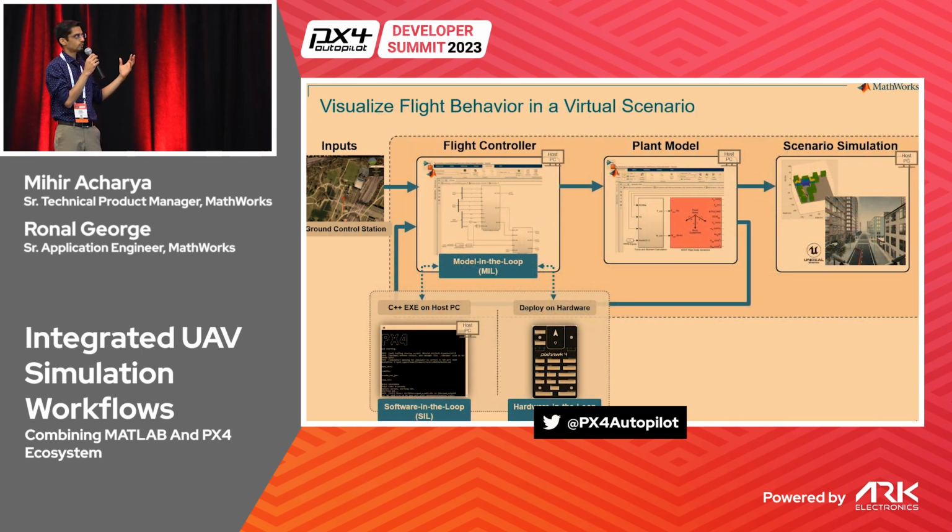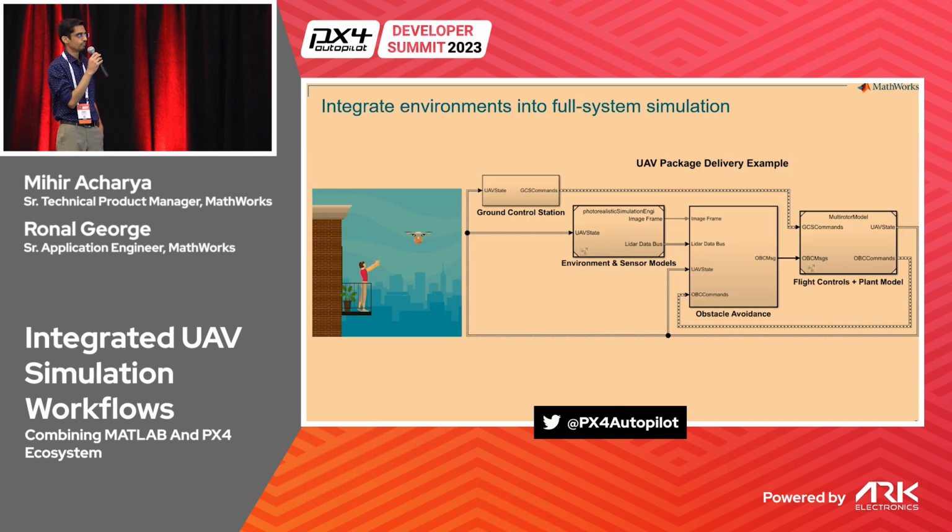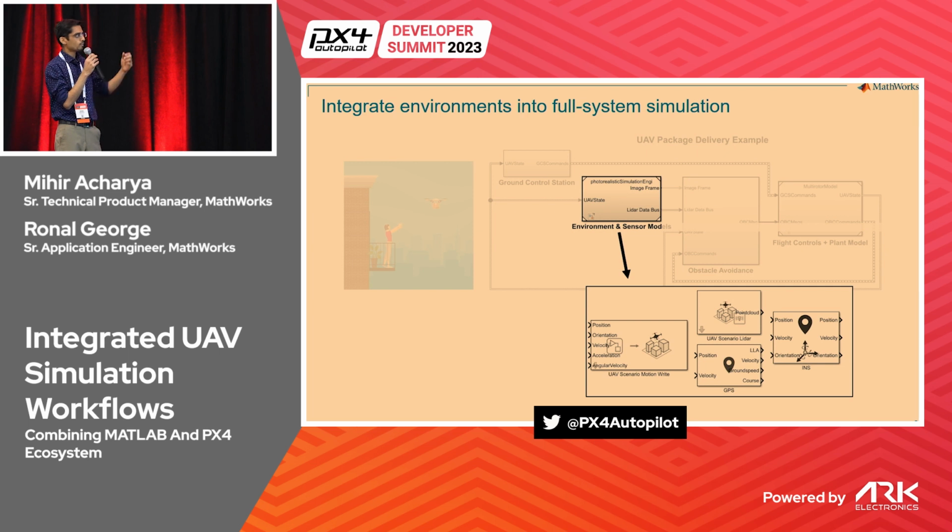Now let us take what Ronal just explained and bring it in a scenario simulation. So in the next slide, we can see an example with package delivery drone, where we have the Simulink model that describes ground control station, environment and sensor models, the obstacle avoidance algorithm, and the flight controls and plant model. So if we talk about the environment and sensor model, we have several different blocks that let you visualize this, including your different sensors like GPS, IMU.